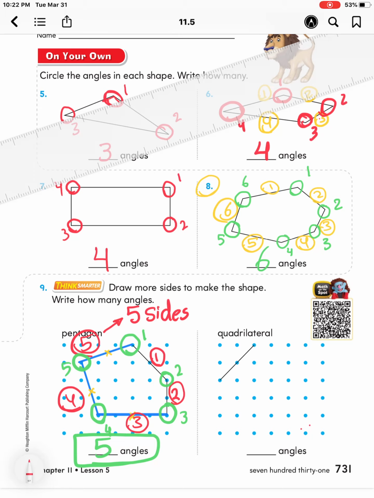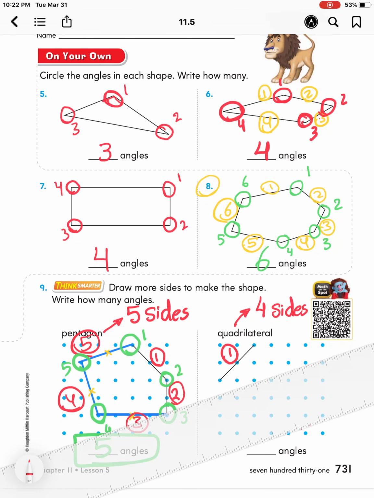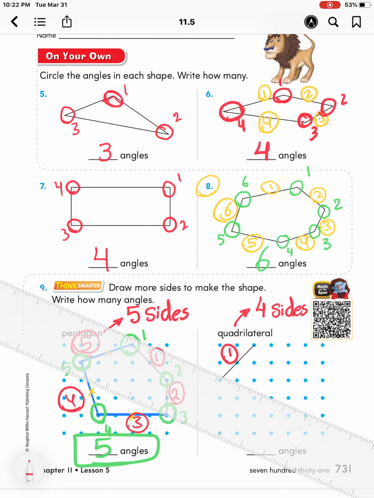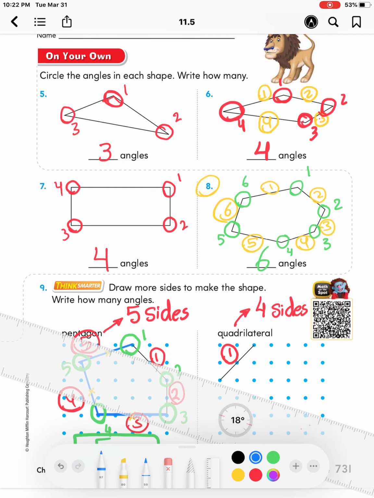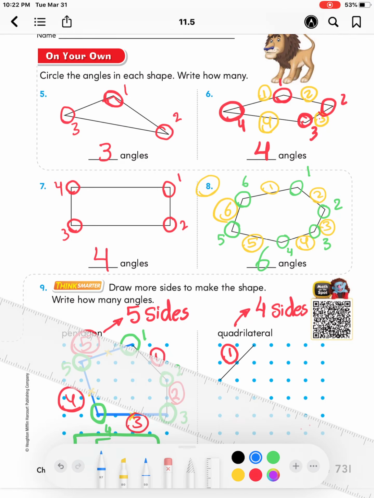Quadrilateral. A quadrilateral has how many sides? Think with me. Do you remember? 4 sides. Amazing. Now I have how many sides here? I have only 1. So I need to draw how many sides? How many more sides? Amazing. Good job. I need to draw 3 more sides. So let's draw it together.